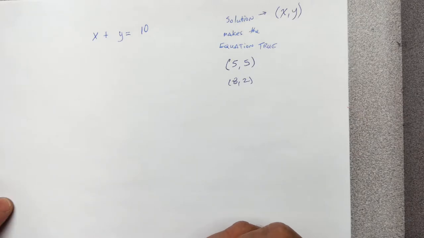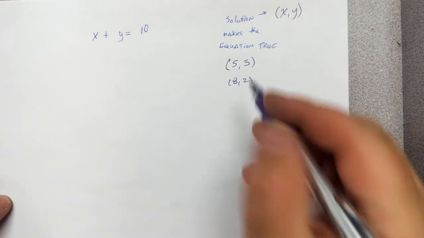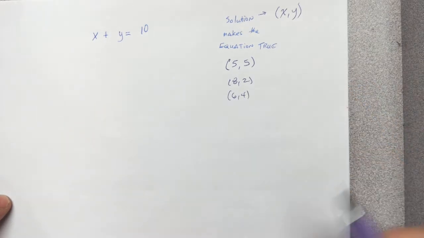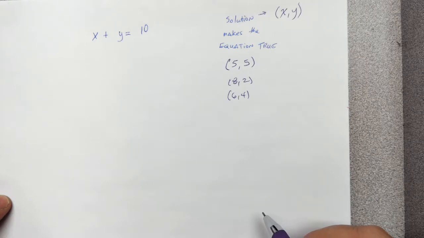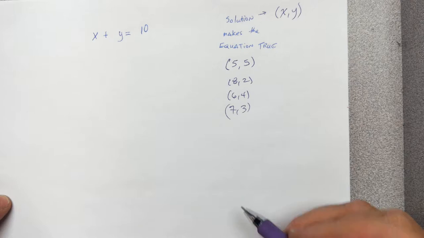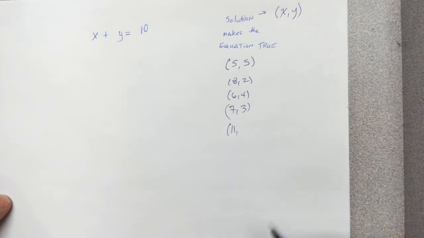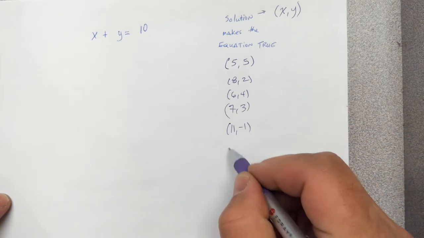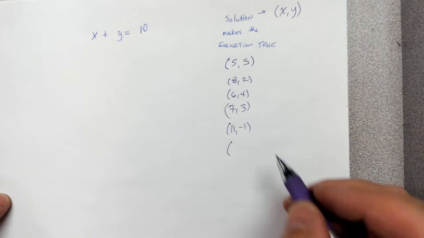Okay, what else? Eileen. How about 6, 4? Yeah, okay. 7, 3. Okay, that's good. What if 11 was X? What would Y have to be? -1. Okay, these are the two important ones right here.